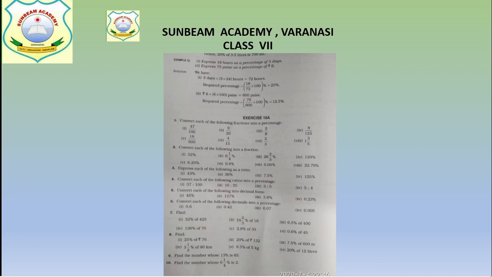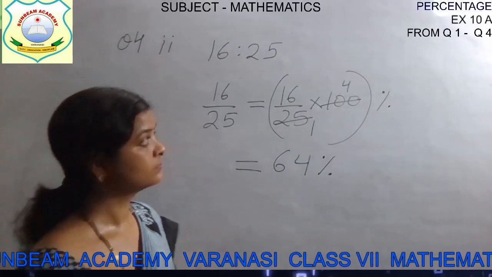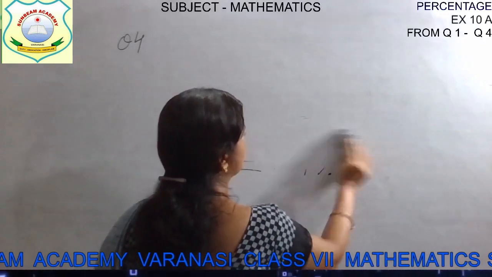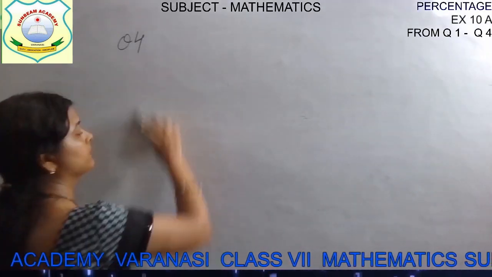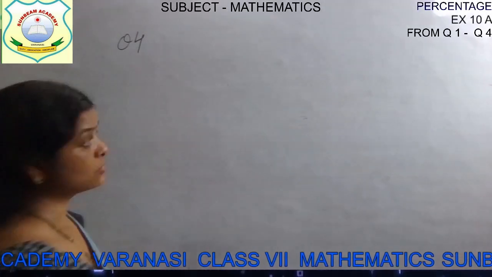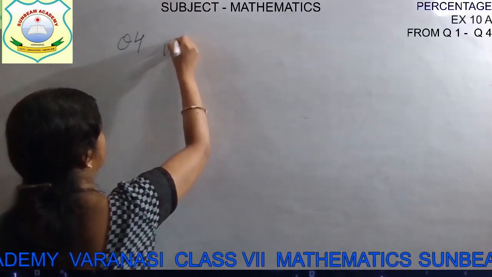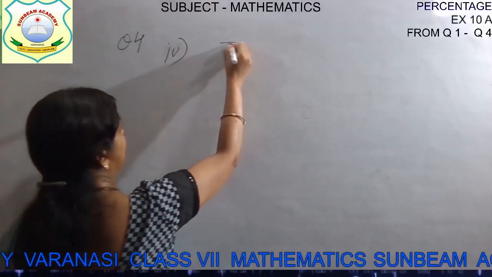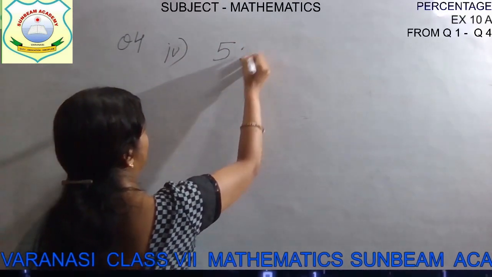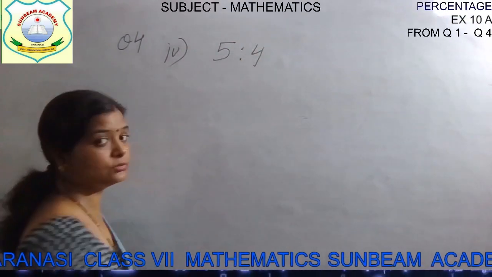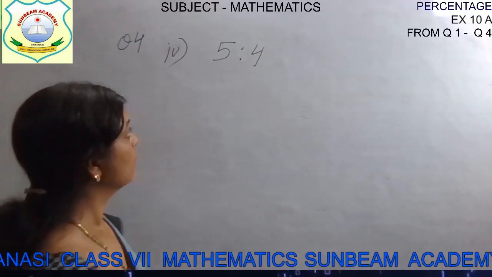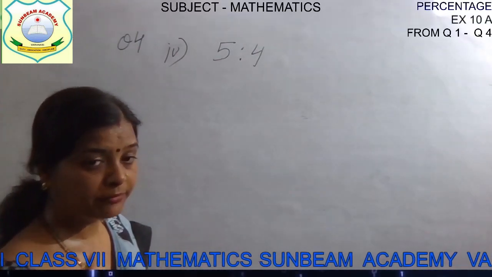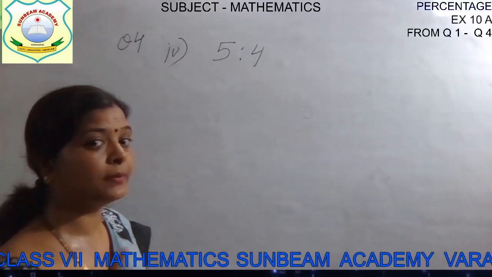Have you written it? 5 is to 4, children. This is the fourth part. No, not 6. This is the fourth part, children. 5 is to 4. I think it is visible to you. Yes, it is visible. This is in ratio form, and we have to convert it into percentage.